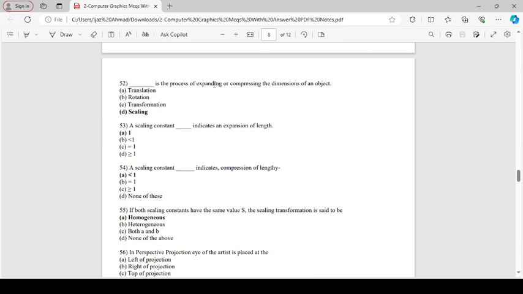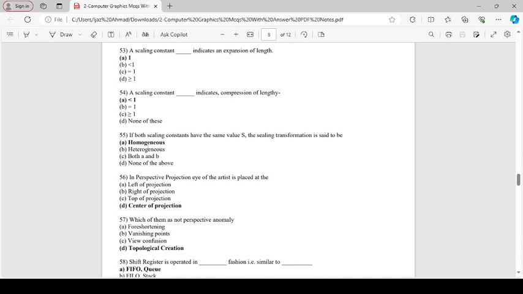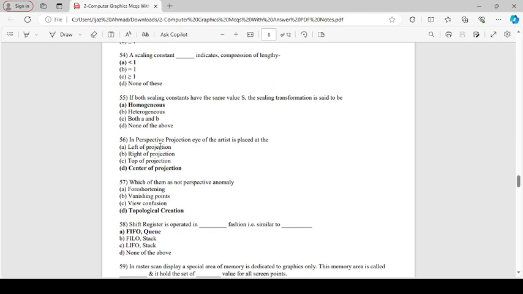Scaling is the process of expanding or compressing the dimension of an object. A scaling constant greater than 1 indicates an expansion of length. A scaling constant less than 1 indicates compression of length. If both scaling constants have the same value, it is uniform scaling. Transformation is used in the homogeneous.